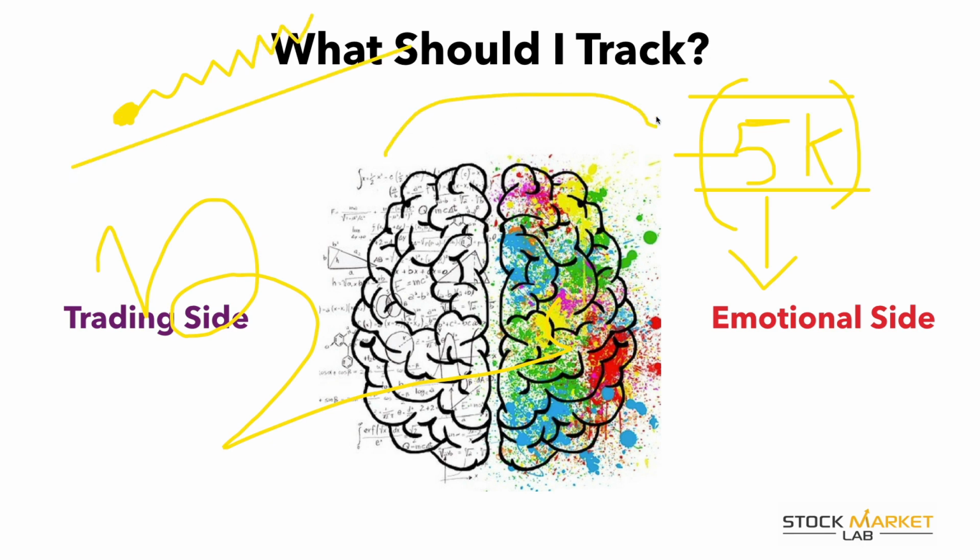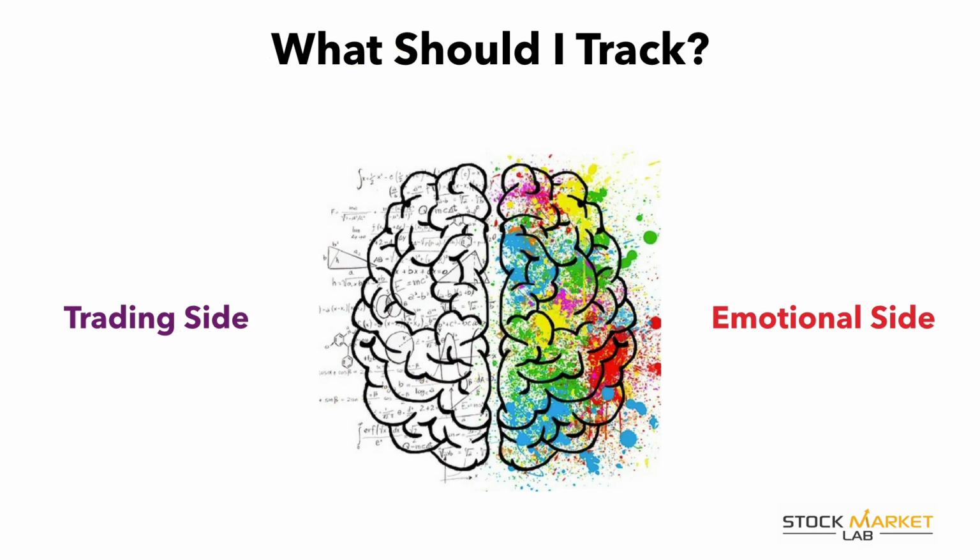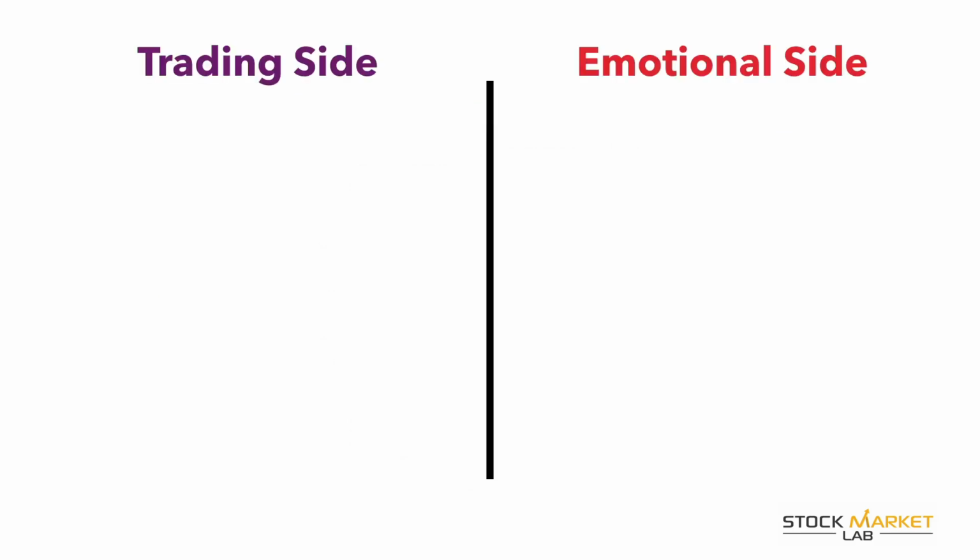That's why tracking, understanding, fixing and tuning is so important. That is the most important thing, guys. You need to track both sides, your emotional side and your trading side. It really needs to be tracked to its core. Okay, now let's go over some examples of the trading side and the emotional side.